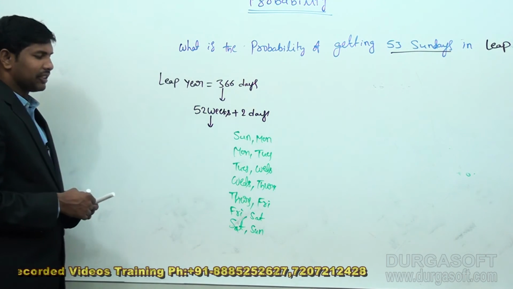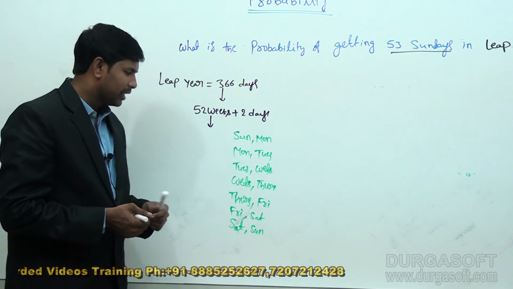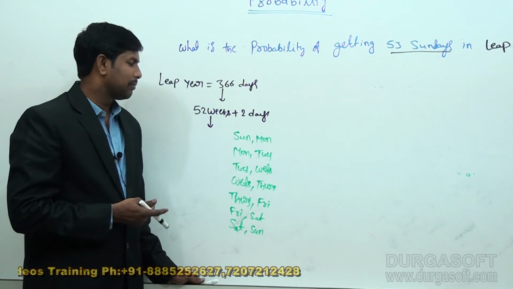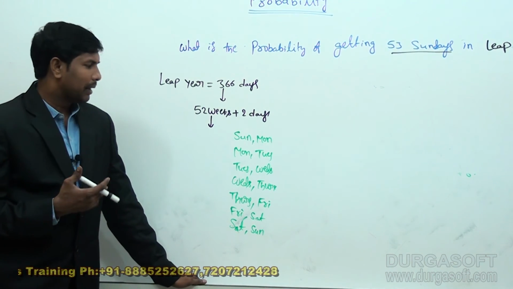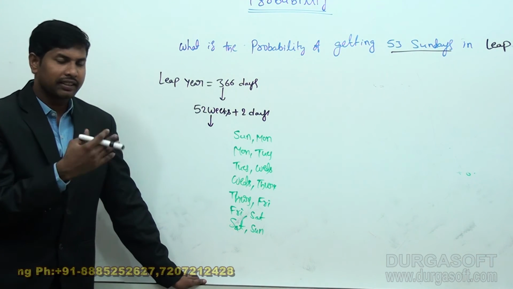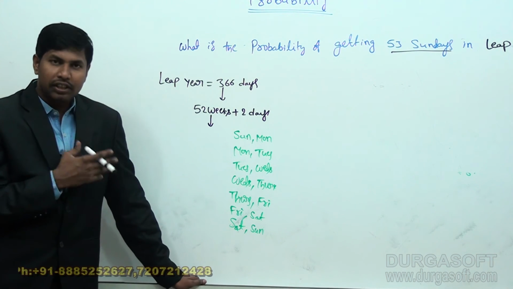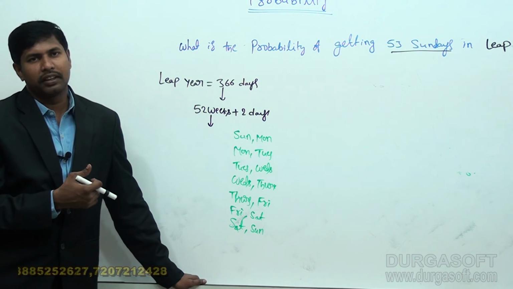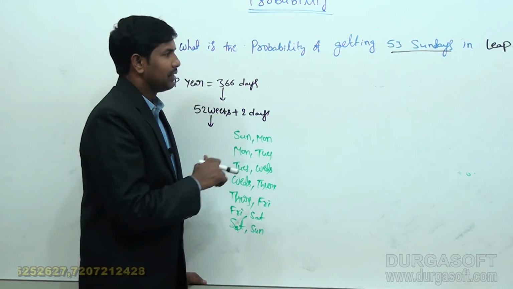So in this case we are having 7 possibilities, 7 chances. The remaining 2 days may come as Sunday, Monday, or Monday, Tuesday, or Tuesday, Wednesday, or Wednesday, Thursday, or Thursday, Friday, or Friday, Saturday, or Saturday, Sunday. So these 2 days may be any 2 consecutive days in a week, so that we are having these many chances.